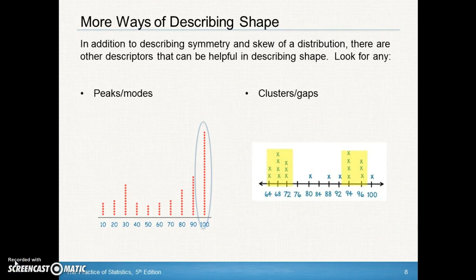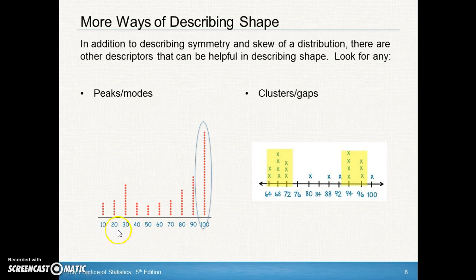You'll notice that there were some other ways that our textbook friend described shape. So in addition to describing symmetry and skew, we can also talk about peaks in the graph, or modes. You remember that word mode from middle school? The mode of a data set is the value that shows up the most frequently. So here we could say there's a peak at 100, or the mode is 100.